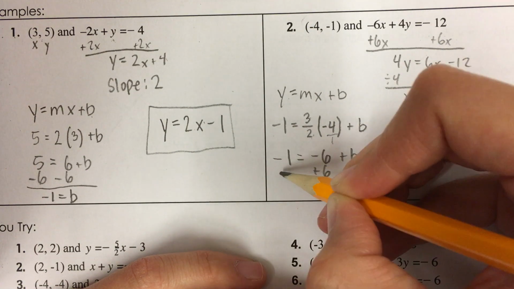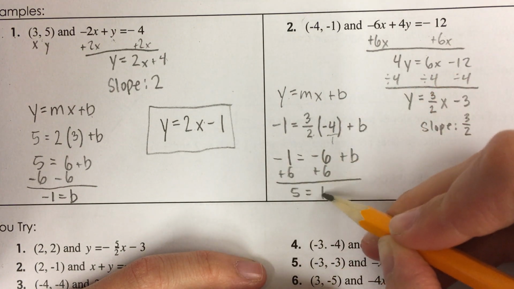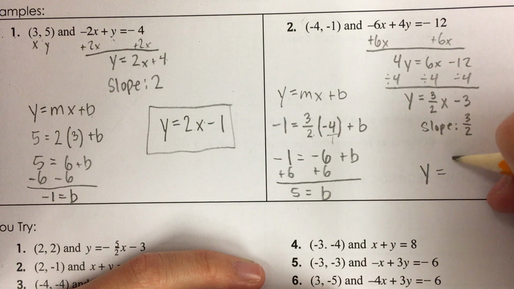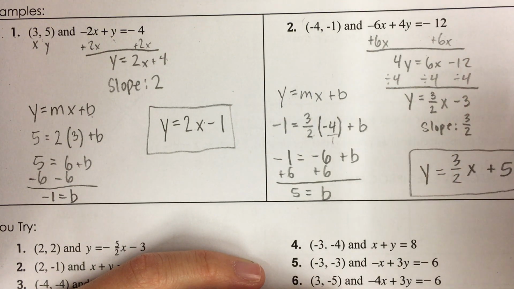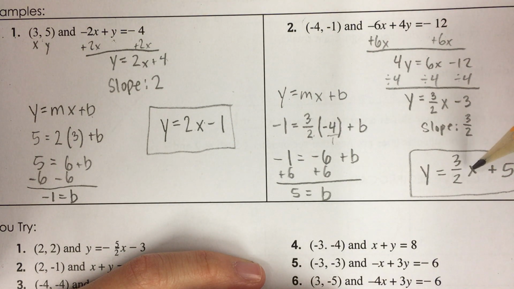I'm going to get b by itself. And b is 5. So now I have my equation. Y equals mx plus b. Okay, again, notice it's parallel to this line, has the same slope, and it goes through this point, right? If I plug in 3/2 times -4 is -6 plus 5 is -1.